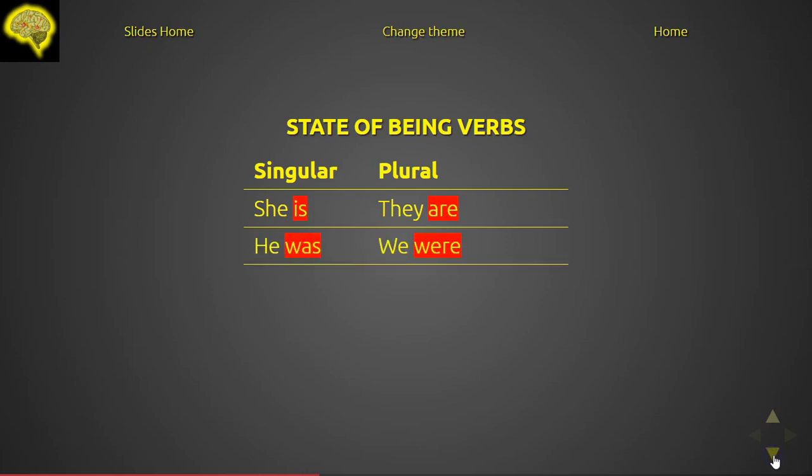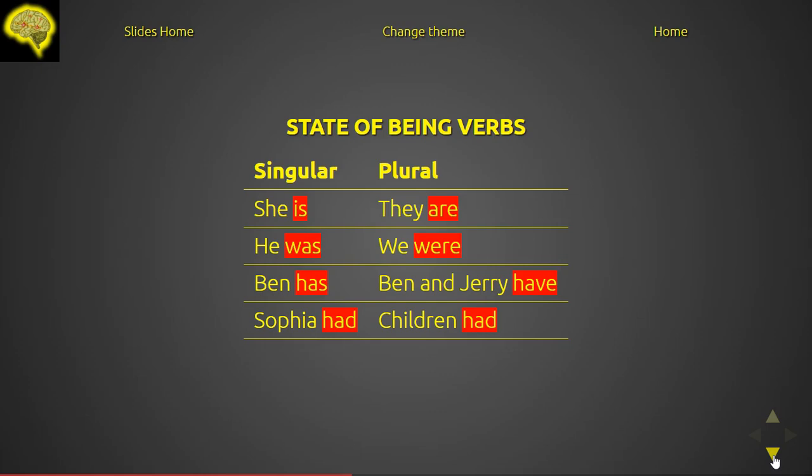So we have he was, we were. In this case it's past tense. Was is singular, were is plural. Ben has, so has is singular. Ben and Jerry have is plural. Sophia had, children had. So had is both. So had is kind of weird in that way.